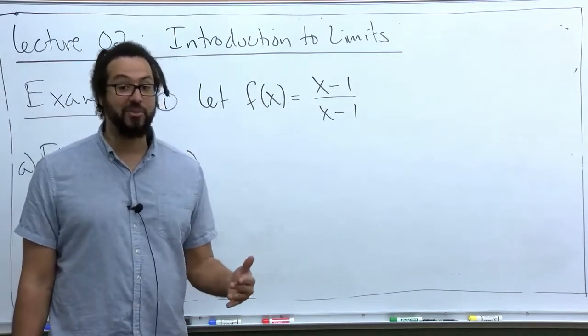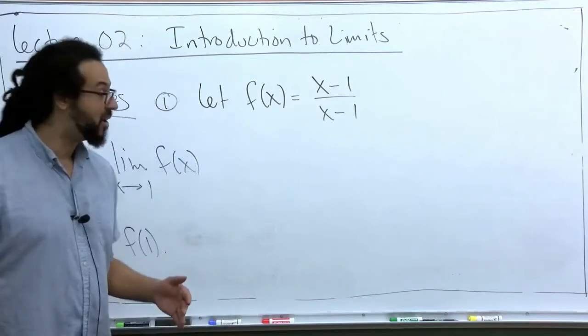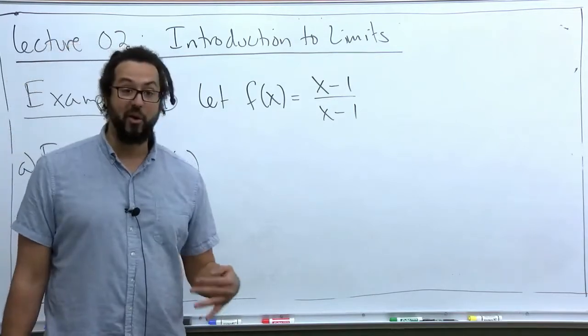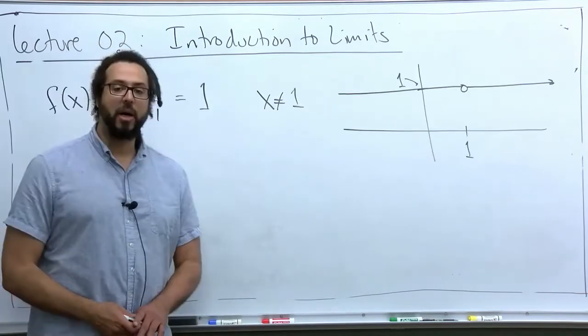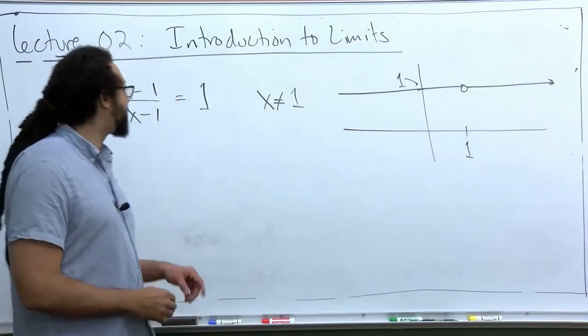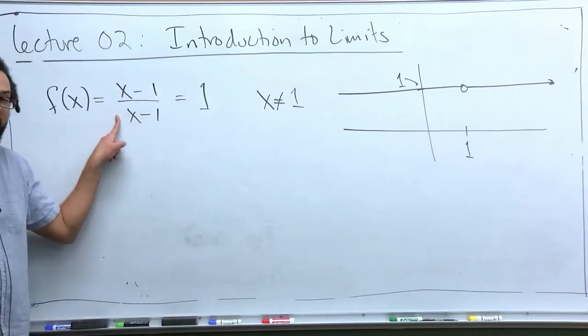So what are these two quantities? I think it'll be helpful in this case to draw a picture. So this will be a graphical evaluation of this limit. What is this function (x − 1)/(x − 1)? What does that function look like?